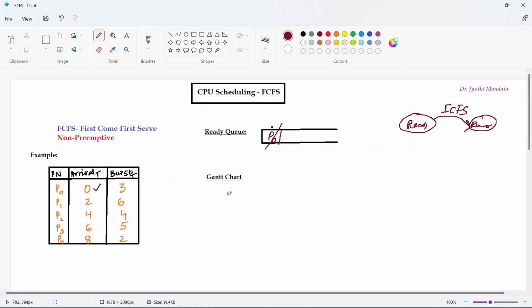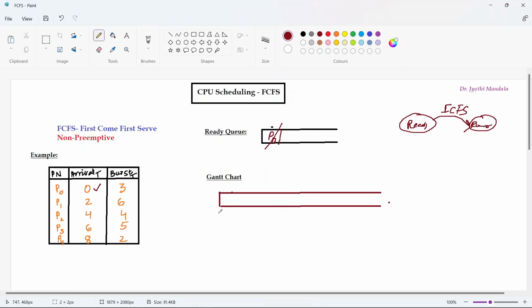Now this Gantt chart represents the timeline. So how it is representing, I'll tell you. 0th second, 1 second, 2 seconds, like that we need to have a timeline. Let me draw it very clearly first so that it looks good. Okay, this is the line, and always remember Gantt chart represents the timeline.